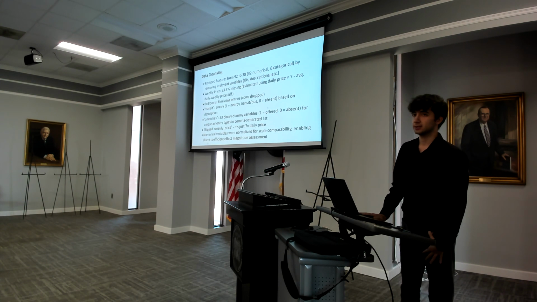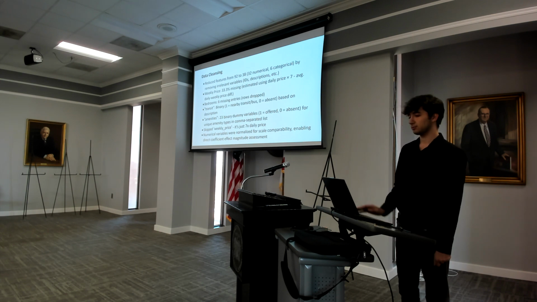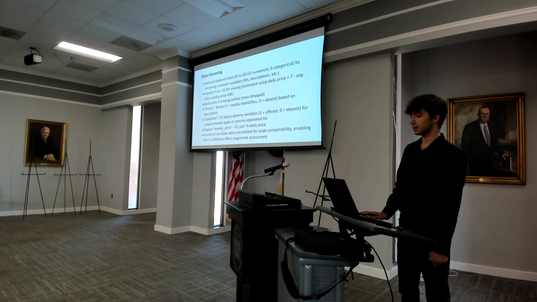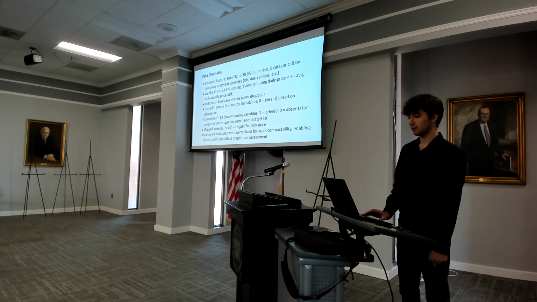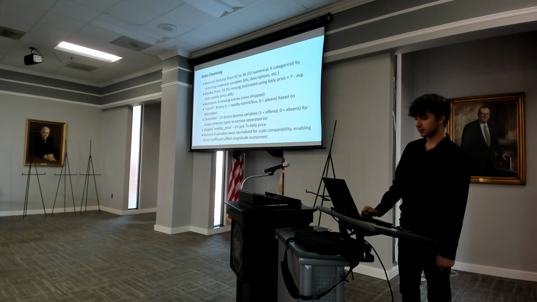So the first step was data cleansing. We had to remove some irrelevant variables like IDs and descriptions. We reduced the features from 92 to 38. 32 of them were numerical and 6 of them were categorical. For the weekly price variable, 33% of the values were missing, so we had to deal with that, and we estimated the missing values using daily price times 7 minus average daily minus weekly price difference.